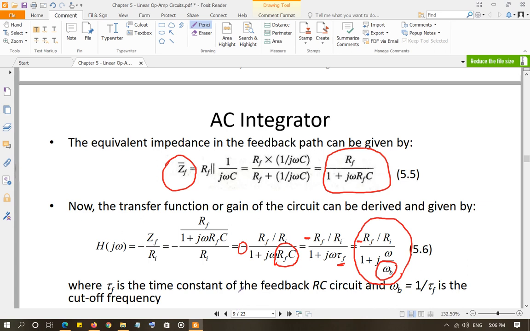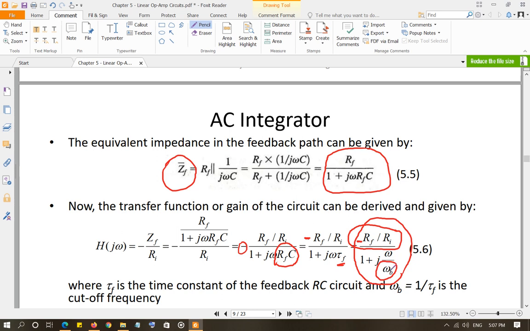Now observe how this circuit is going to work. At DC, of course omega is 0. Or if your input frequency is quite a bit smaller than the break frequency, then this factor is going to be quite small and we can ignore it. Especially at DC, this factor is going to be 0 and your gain will simply be negative RF over R input. What does that mean? Any DC offset or any DC bias voltage that appears at the input, the output is going to be the inverting gain times that DC voltage.